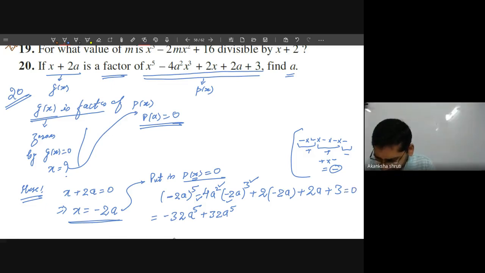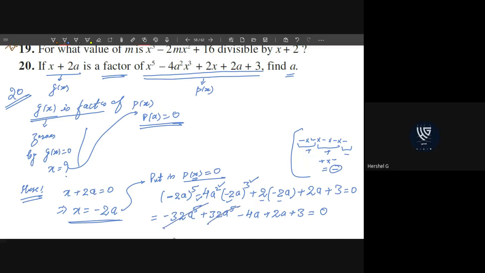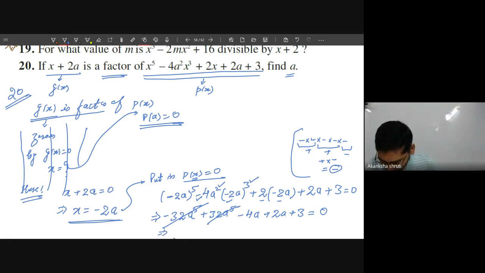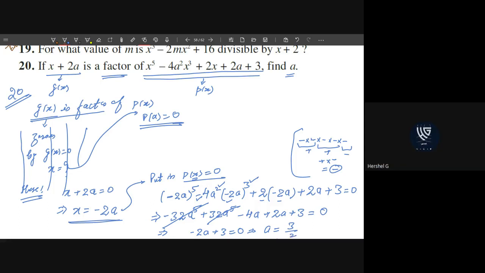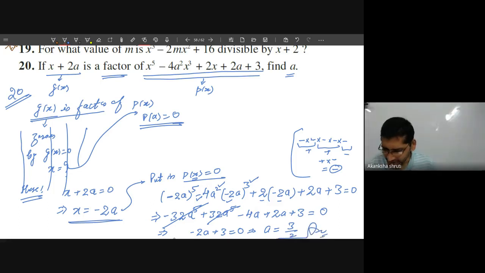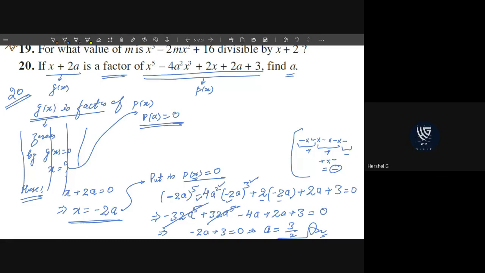What will come later is 2 into 2, minus 4a. Minus 4a, and there is plus 2a plus 3. This has to be equated to 0. These two are getting cancelled. So a is equal to 3 by 2. Very good. So simply minus 2a plus 3 is equal to 0. So bringing this a to the other side, you will get 3 by 2. This is your answer. The answer is 3 by 2.